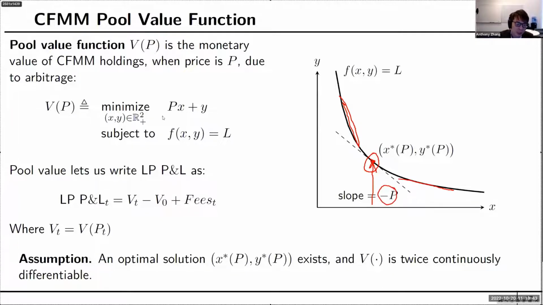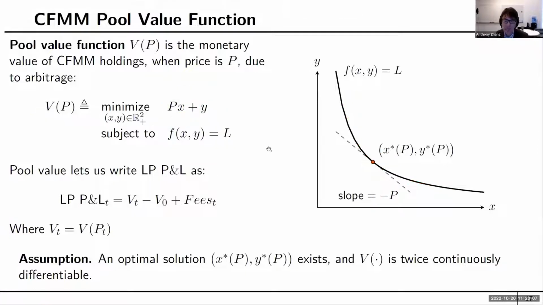At any point, we can just value the inventory position here according to P. How do we value it? We simply ask, what is the US dollar value of the position? It's P times x plus y, right? And so V of P is the monetary value of what the AMM is holding when the price is P. I set this up as the expenditure minimization problem. We're trying to minimize the value of the pool subject to the fact that we stay on this level set. Why is this the right problem to solve?